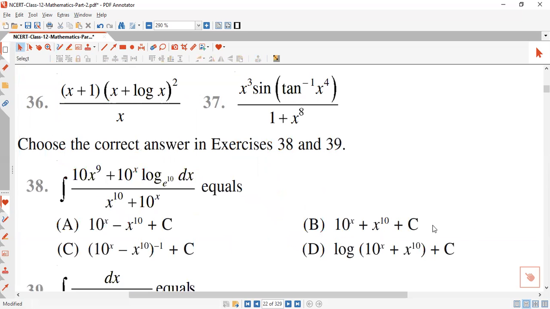Now, question number 37. What should we take as a substitution in this question number 37?